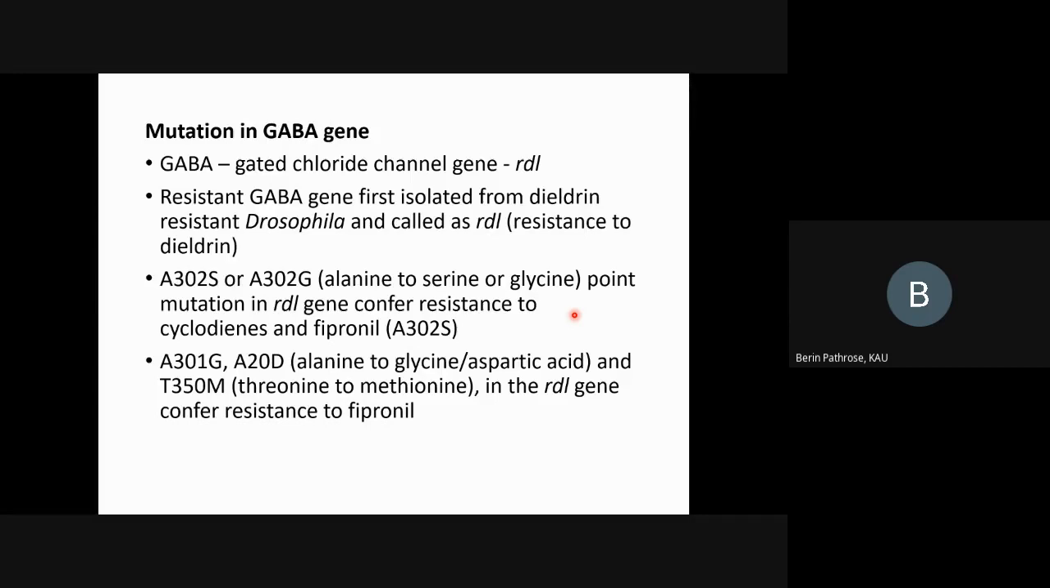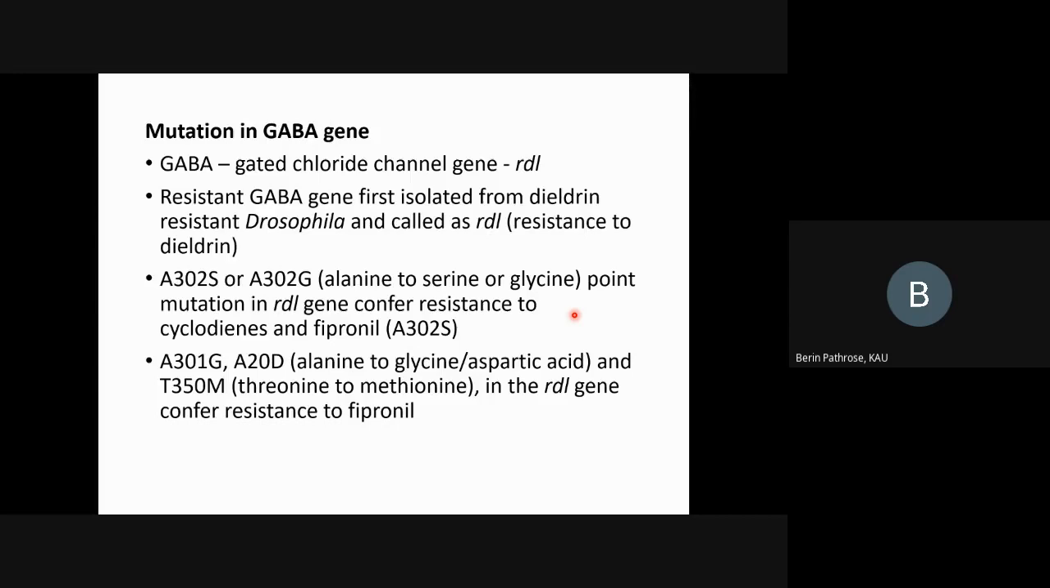Here it is acetylcholine. In the case of GABA, the natural ligand is GABA. So here one of the most common genes which got mutated because of GABA resistance is RDL. RDL is nothing but resistance to dieldrin, because in a Drosophila strain which became resistant to dieldrin, what they found was there is a mutation in the 302 position.